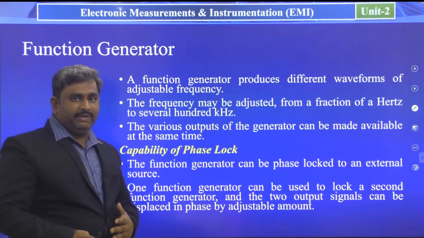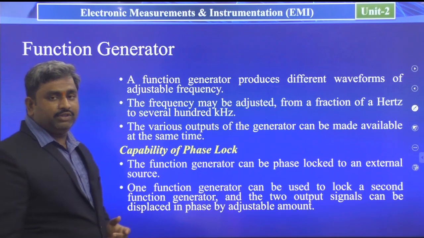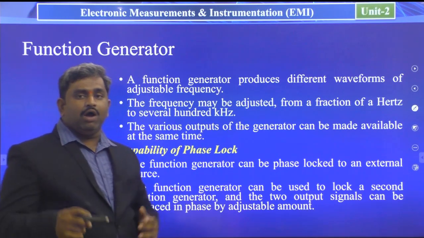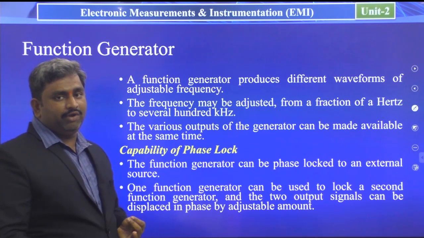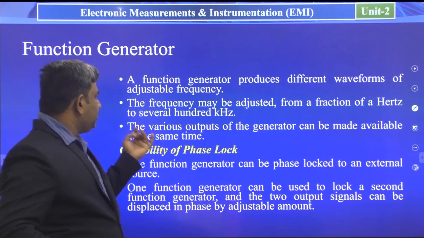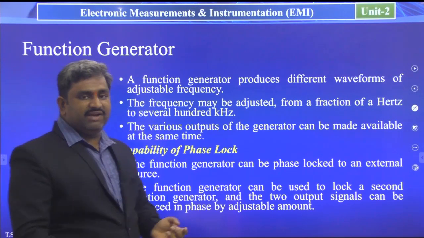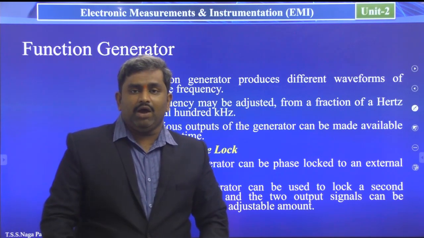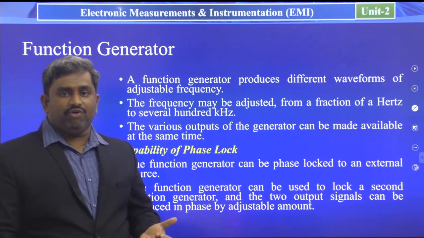So first, a function generator produces different waveforms with adjustable frequency. It will generate different types of output signals like a square wave, sine wave and triangular wave by adjusting parameters, and the frequency may be adjusted from a fraction of a hertz to several hundreds of kilohertz. So here we have up to nearly 1 megahertz, 2 megahertz, 3 megahertz or 5 megahertz.